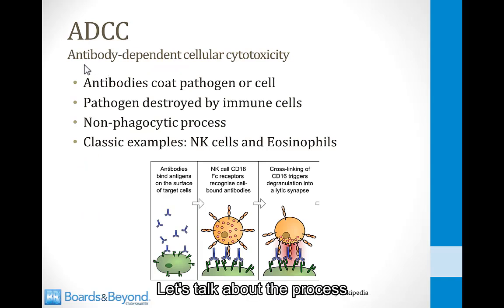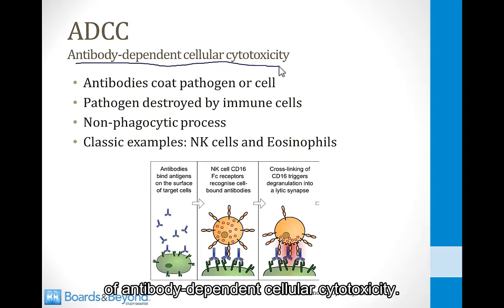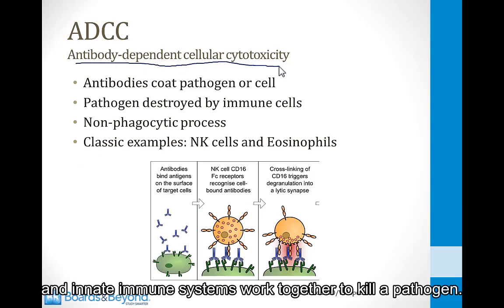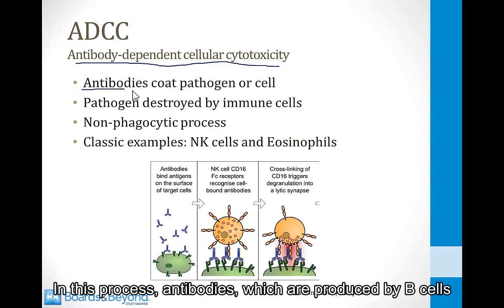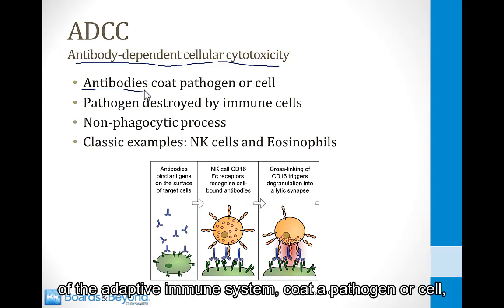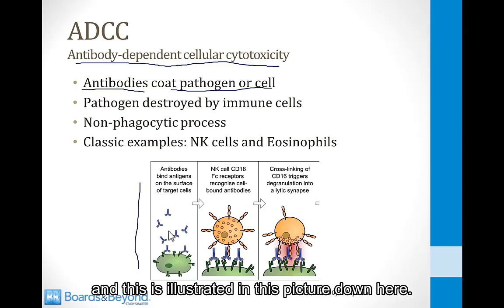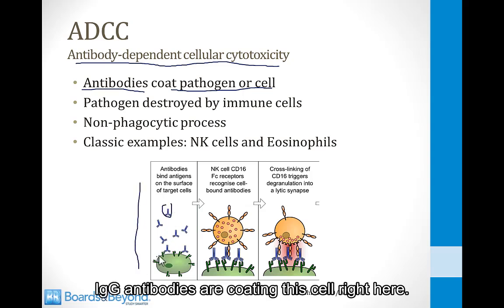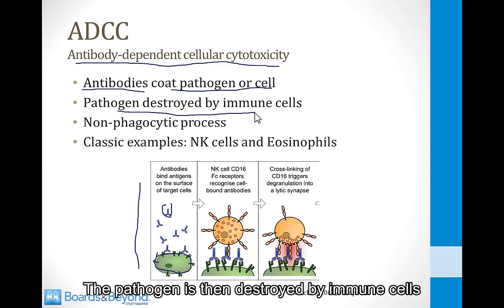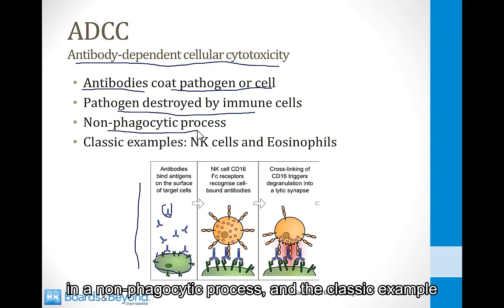Let's talk about the process of antibody-dependent cellular toxicity. This is a process by which the adaptive and innate immune systems work together to kill a pathogen. In this process, antibodies, which are produced by B cells of the adaptive immune system, coat a pathogen or cell, and this is illustrated in this picture down here. IgG antibodies are coating this cell right here. The pathogen is then destroyed by immune cells in a non-phagocytotic process.